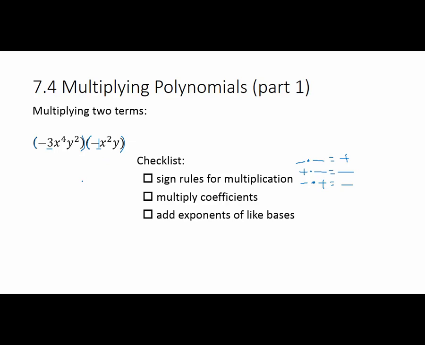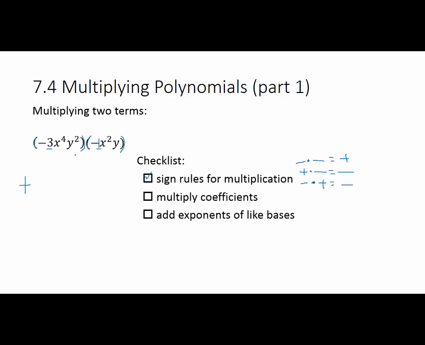So let's work through this one. Sign rules for multiplication. Well, I have a negative times a negative, so my answer will be positive. For this particular one, I don't need to write the plus sign in front. I can get rid of it at the end. So check, that's done. I did my sign rules. Notice I didn't even mention any of the numbers yet. I'm just thinking through the signs first so that I don't forget them or don't make any mistakes with them.